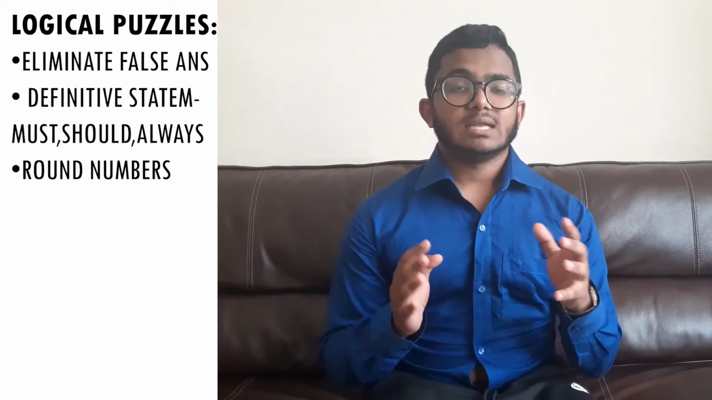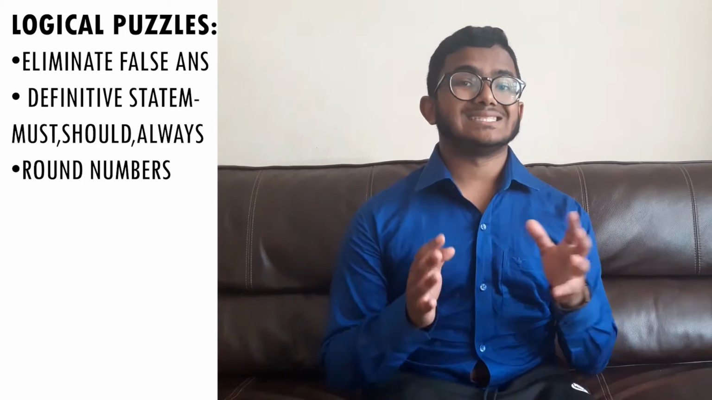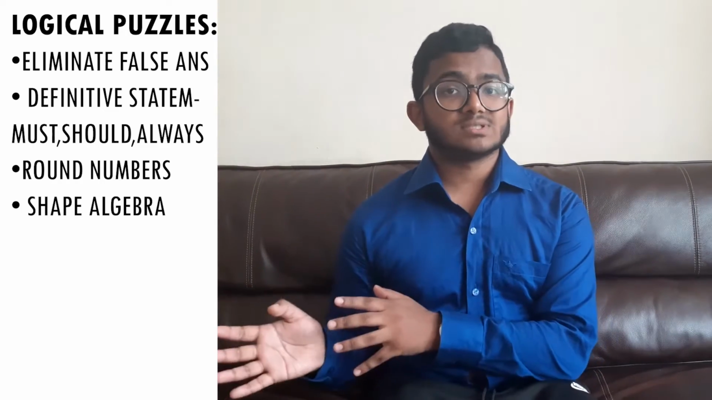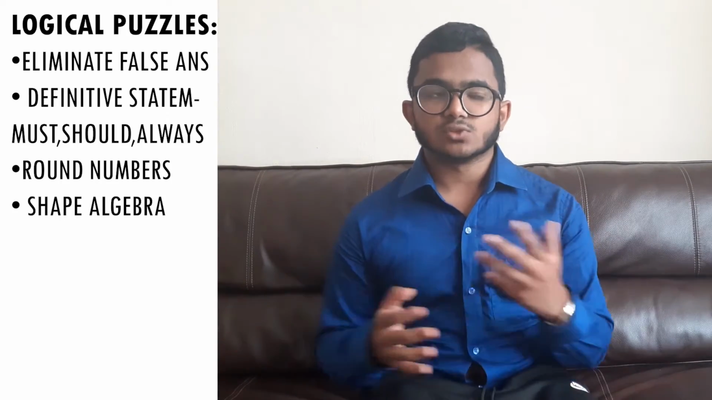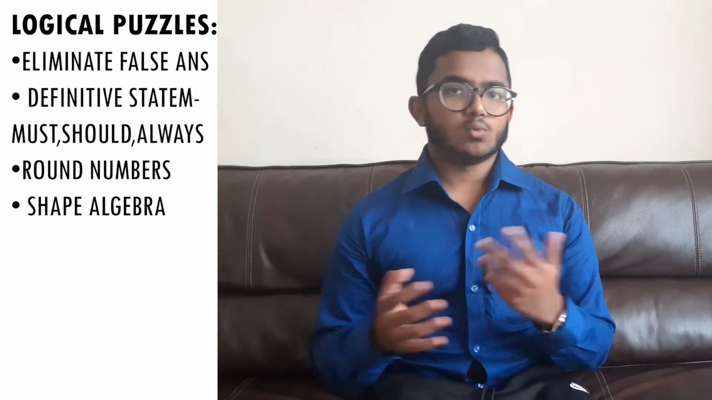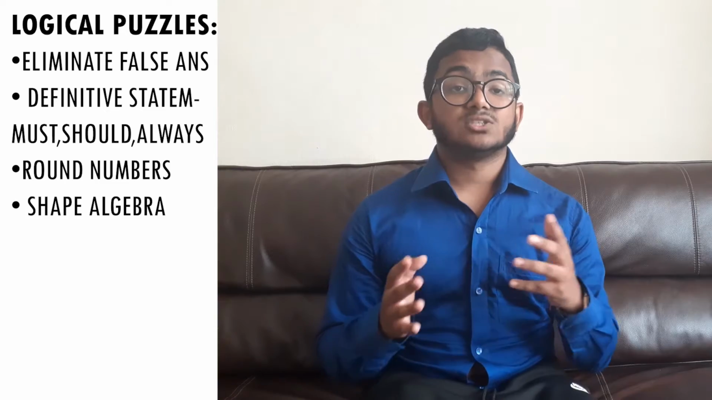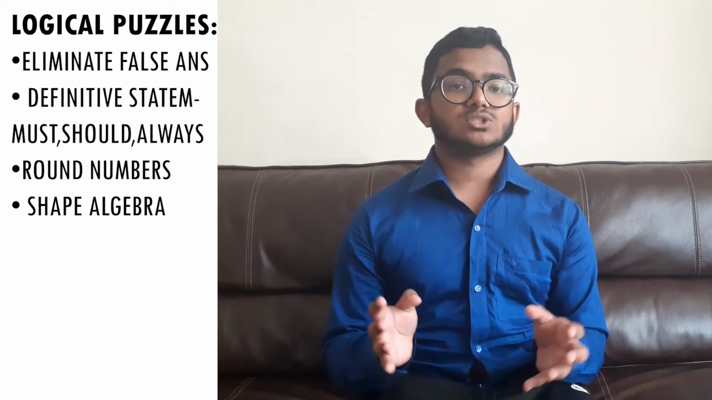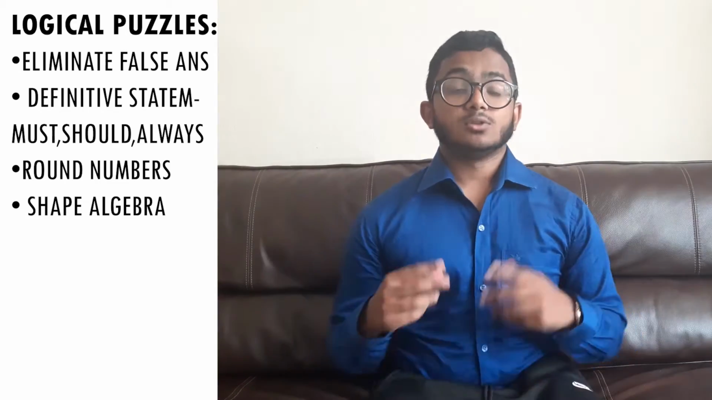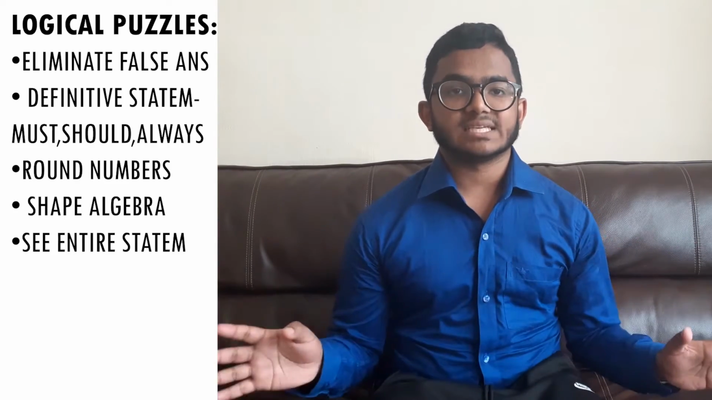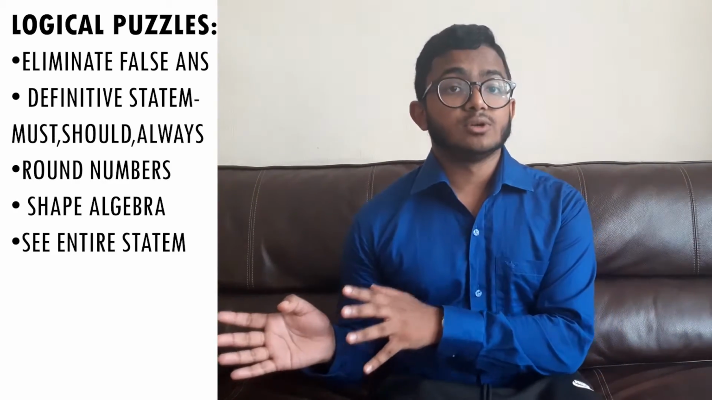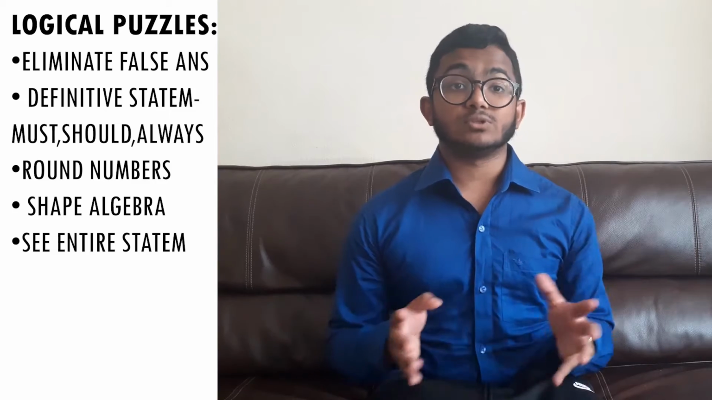Now the final tip for this kind of question is shape algebra. When you come across this, put each shape as a letter. So for example, circle is C, rectangle is R, etc. And then try to rearrange and substitute the equations into one another to find the answer. The fourth tip is to look at the entire statement. It may only be partially true, and this is something which catches people out more than you think.